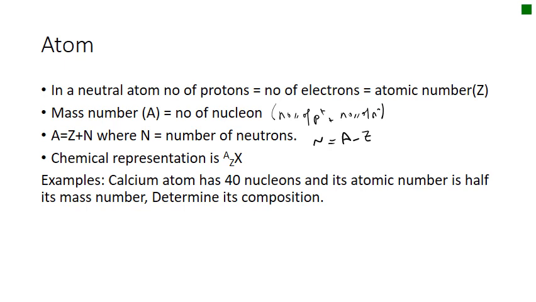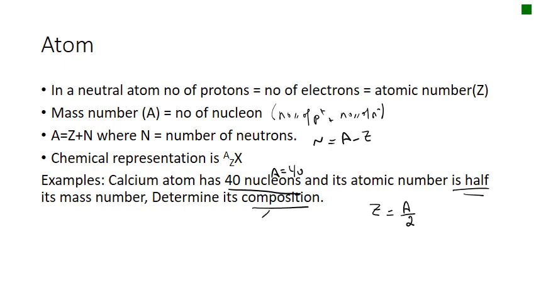For example, if I have 40 nucleons, this means that its mass number is equal to 40, and its atomic number is half its mass number. Atomic number is half its mass number. Z equals mass number over 2, since it is half.